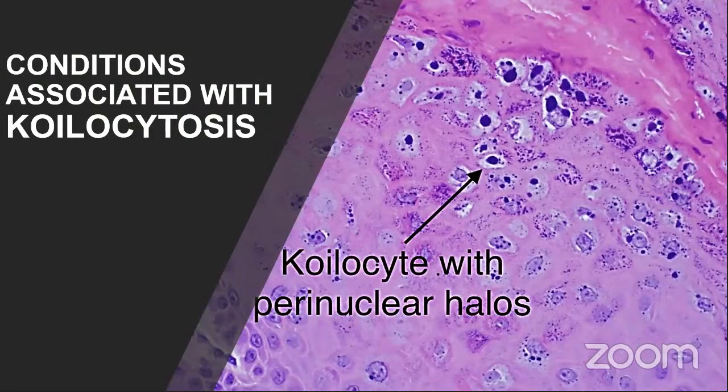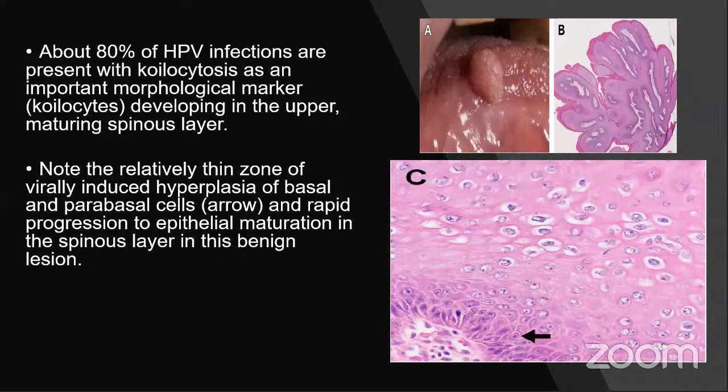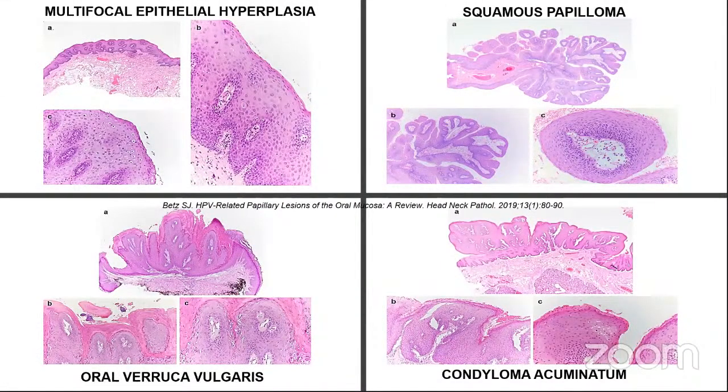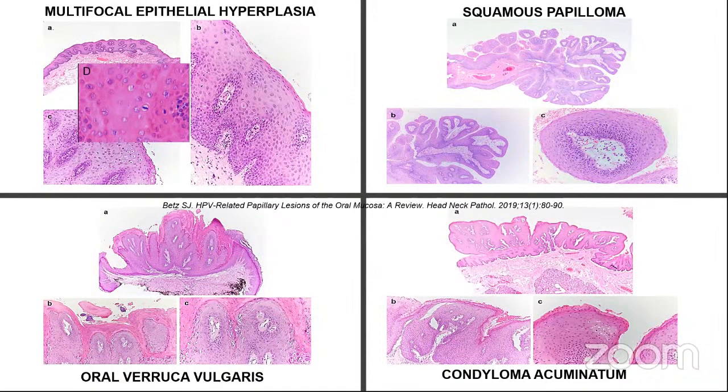So then that brings us to what are the conditions associated with koilocytosis. Now, in HPV infections, a large percentage are seen to have koilocytosis. As we said, seen in the upper layers, you can see the basilar hyperplasia that is caused here. And as the differentiation progresses, the koilocytes are formed in oral lesions. Common oral lesions where you would expect to see koilocytes are multifocal epithelial hyperplasia, the oral verruca vulgaris, papillomas, condyloma acuminatum. These are all lesions attributed to HPV and find clinical manifestation within the oral mucosa. So the presence of koilocytes can be seen in all of these lesions.